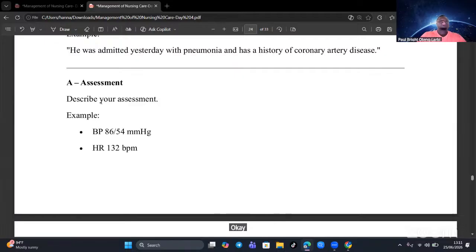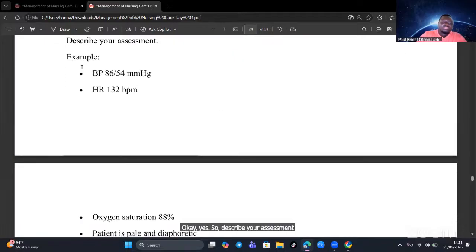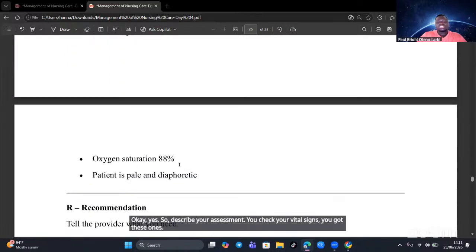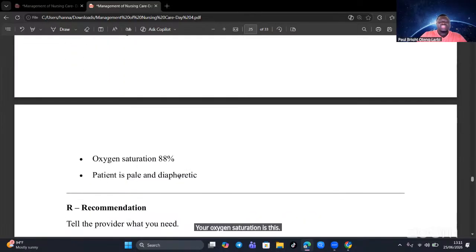Okay, yes. So describe your assessment. You check your vital signs. You got these ones. Your oxygen saturation is this. And the patient is pale and diaphoretic.